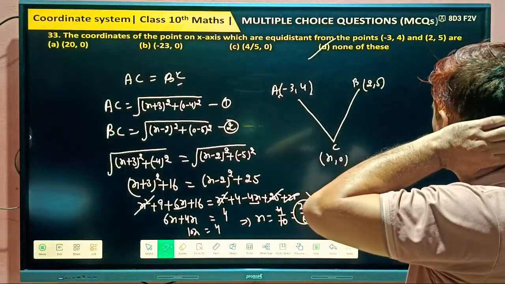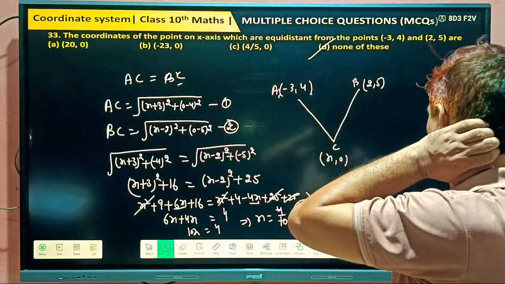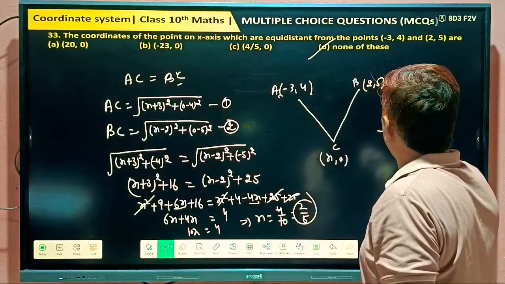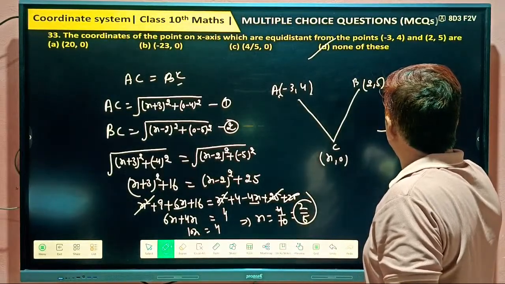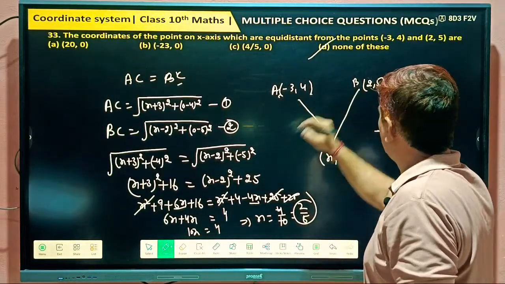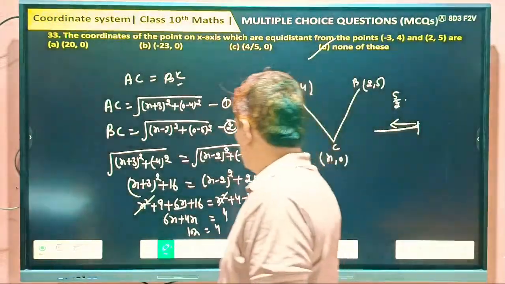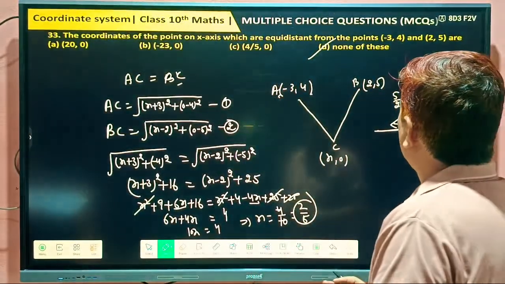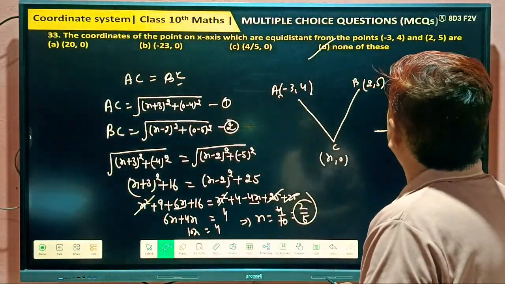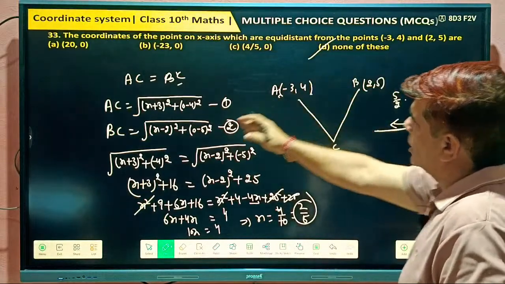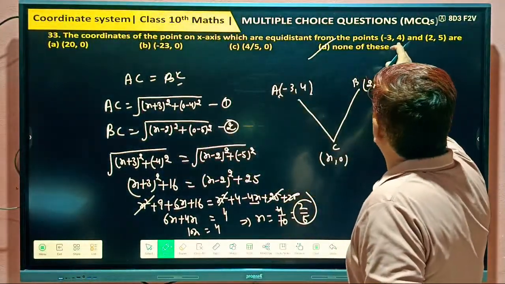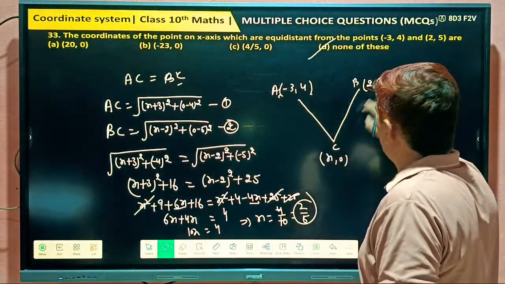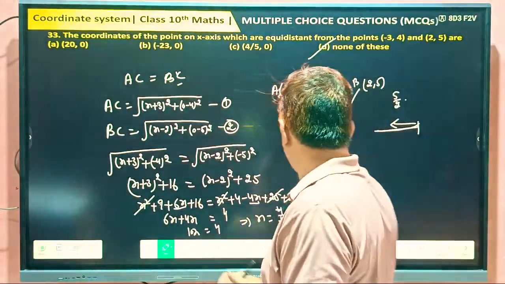What I said to you: 5 units, 2 is this, and then how much do you have to move? 5 by 2, meaning 2 and a half. Understood or not understood? Once again, check if there is any problem. Is x minus 3 or not? Yes, minus 3. So x plus 3 becomes here, and (0 minus 4) squared. And this becomes x minus 2 and 0 minus 5. So this is your answer.